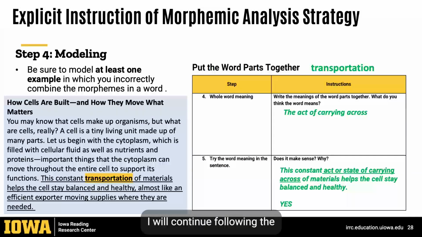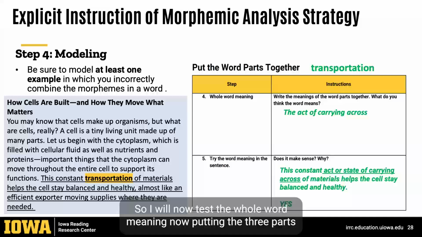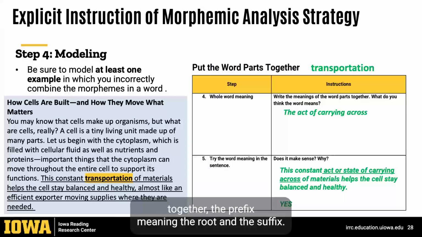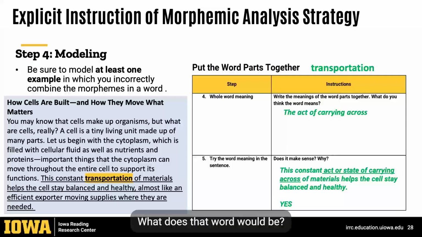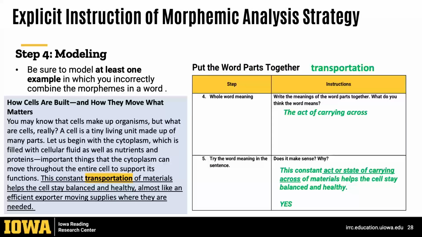I will continue following the same step, doing it with the rest of the word. So I will now test the whole word meaning. Now, putting the three parts together, the prefix meaning, the root, and the suffix, what would the word be? It would be the act of carrying across.